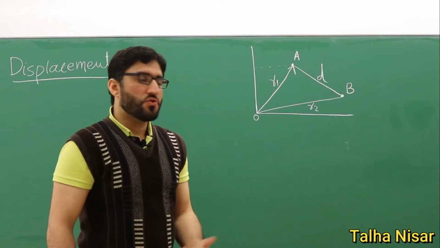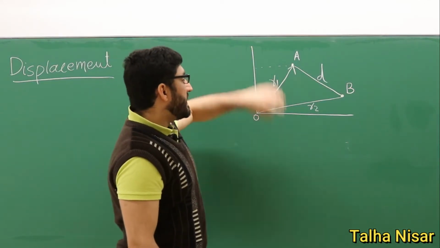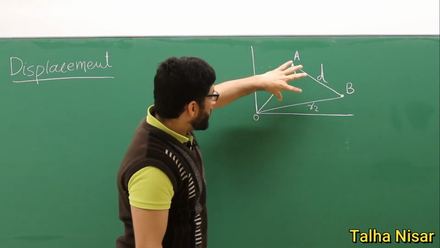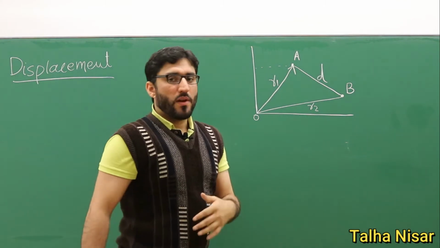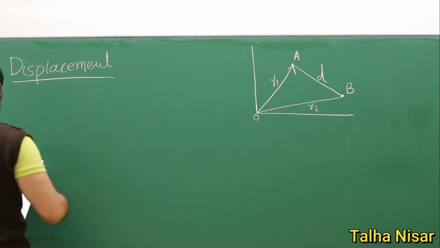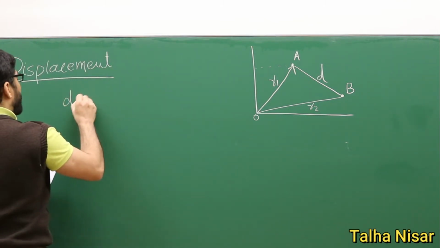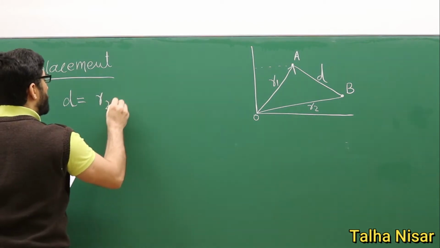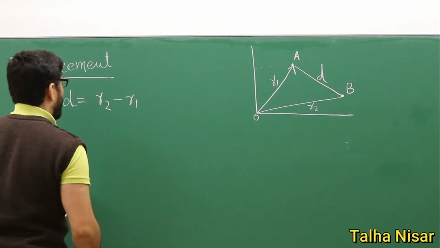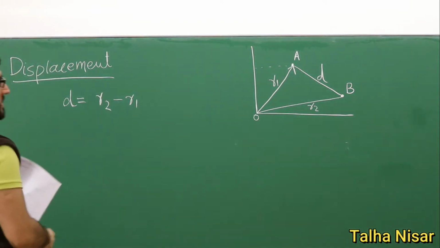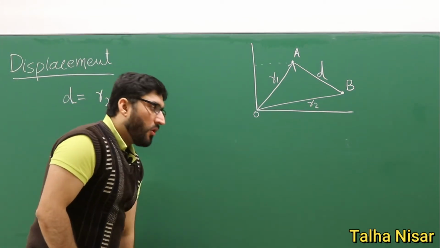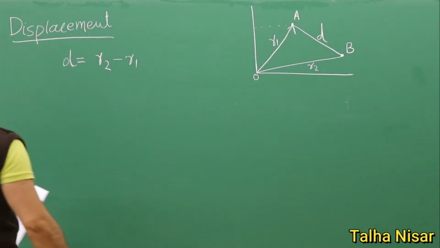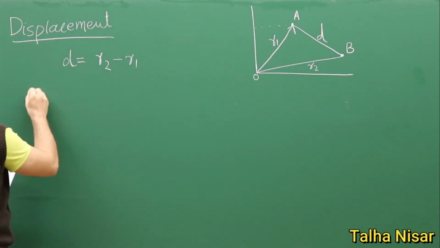If we use the head to tail rule, we can easily add these two vectors, the position vectors, and we can get the displacement vector. In this case, the displacement vector here is R2 minus R1. So this is the displacement. This is how we describe displacement in terms of the vectors. And now we will come to a related topic, which is the velocity.